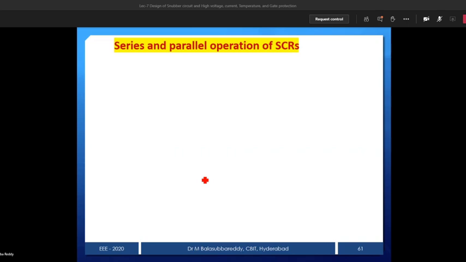And why do we require series operation? Here, as a device, let's consider the SCR itself. Why is series operation required? Each SCR is connected in series. Each SCR may have some voltage level, but one SCR's voltage level is not sufficient to operate your application. Then you have to connect many SCRs in series, so that your voltage level increases.